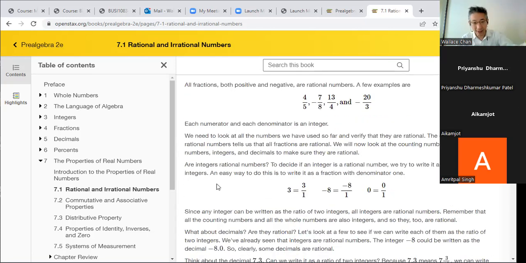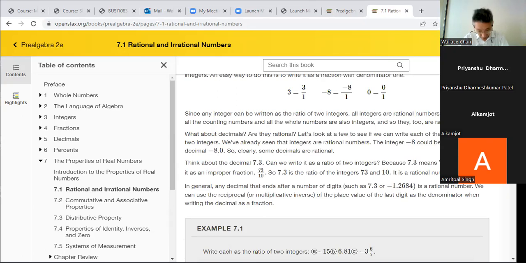Now, are integers rational numbers? In other words, how about numbers such as 3, negative 8, or even 0? The answer is yes. For example, 3 can be written as 3 over 1. Negative 8 can be written as negative 8 over 1. And 0 can be written as 0 over 1. Even though you don't usually write it like this, as long as they can be presented this way, then we know even numbers such as 3, negative 8, and 0, which are integers, are also rational numbers.